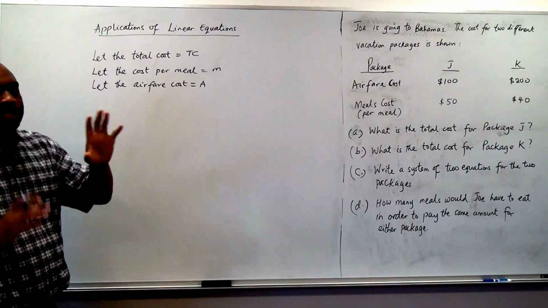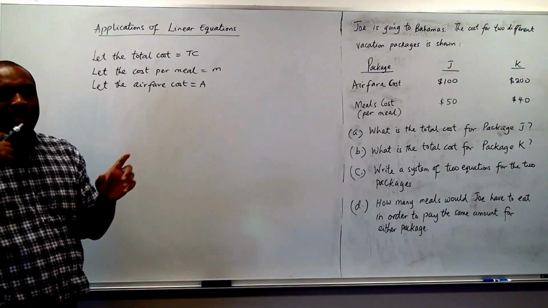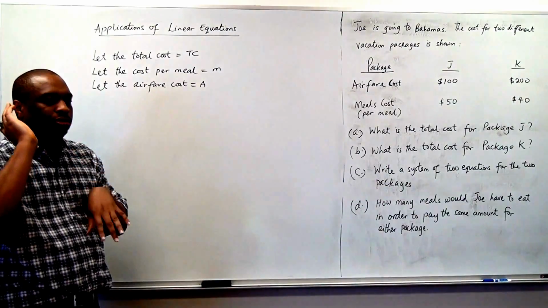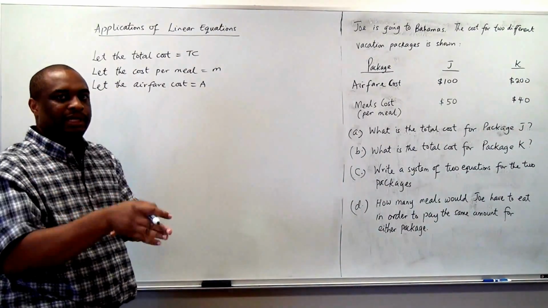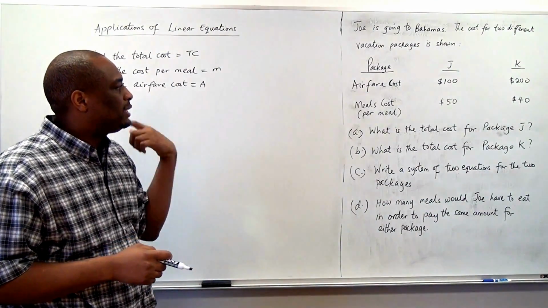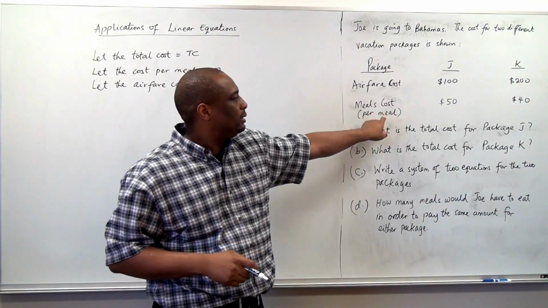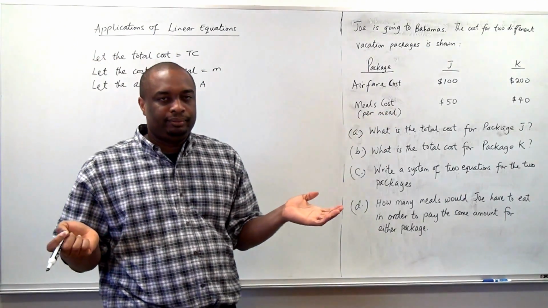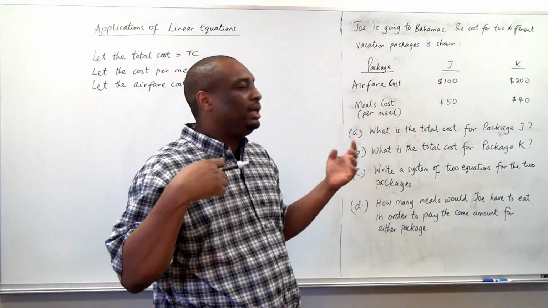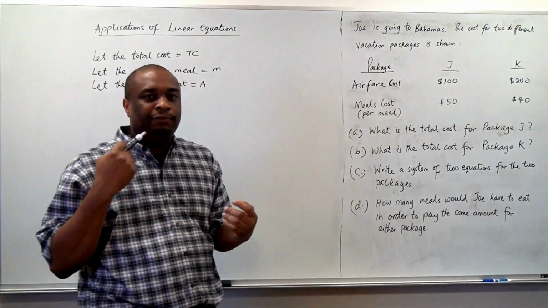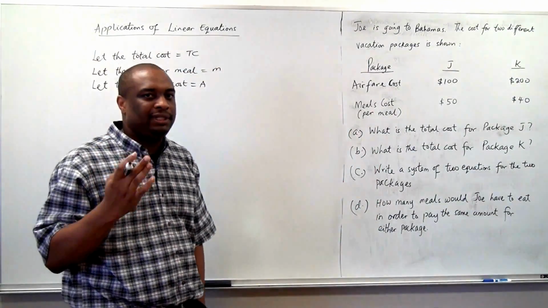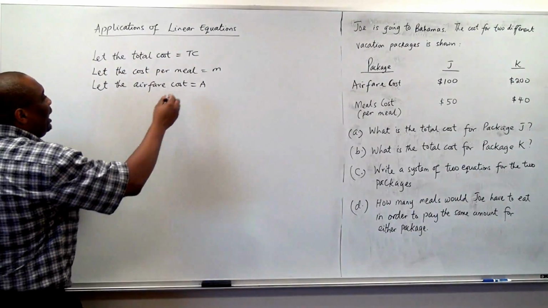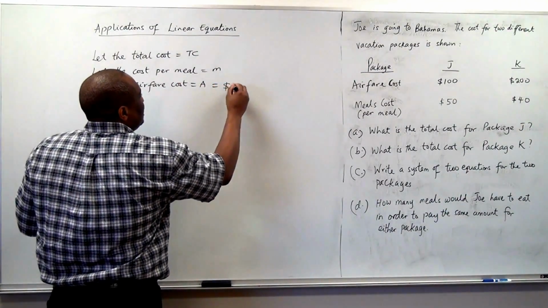Now the airfare cost is fixed. It's not variable. You only go to the airfare cost. It's fixed, right? But the cost per meal, it varies, depending on how many meals you eat. If you eat 2 meals, then it's going to cost $100. If you eat 3 meals, it will cost $150. So this varies actually. So actually A is fixed, which is $100.